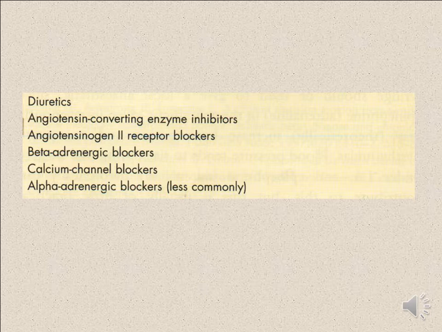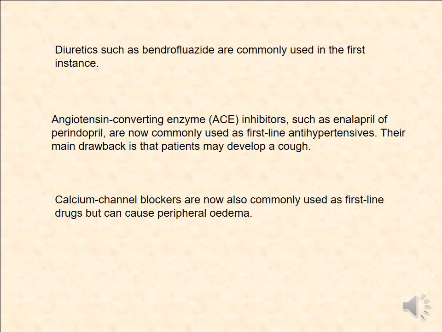The drugs used as antihypertensives are: first group, diuretics; second group, angiotensin converting enzyme inhibitors; third group, angiotensin 2 receptor blockers; fourth group, beta adrenergic blockers; fifth group, calcium channel blockers; and the last one, alpha adrenergic blockers, which are less commonly used. Diuretics such as bendroflumethiazide are commonly used in the first instance.